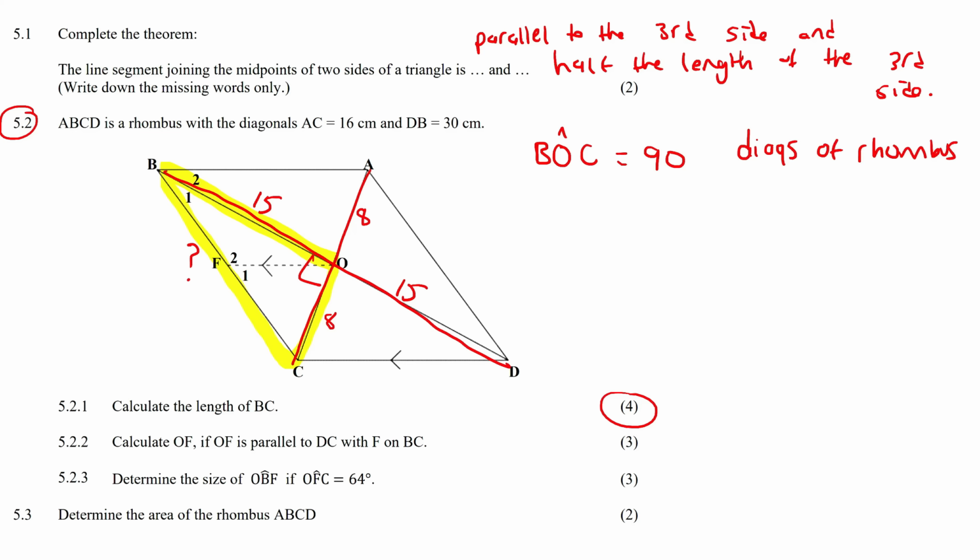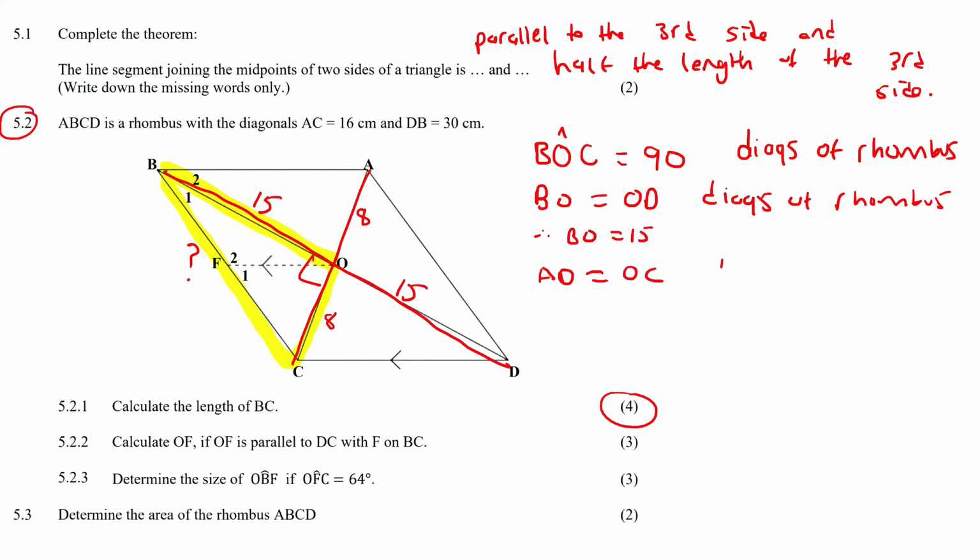Okay? The next thing, what did we say? Oh yes, we said that this length is the same as this length. So we said that BO is equal to OD, and that is also just diags of rhombus. And so therefore BO is 15. The next thing we said was that AO is equal to OC, and that's also because of diags of rhombus. And so therefore we said that OC is 8. And so now it's just a matter of doing Pythagoras.